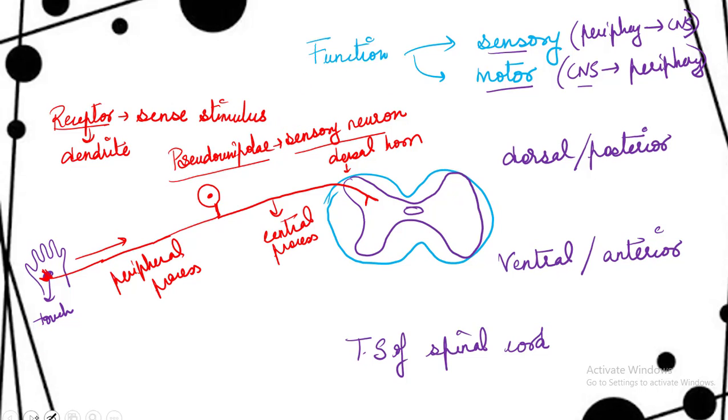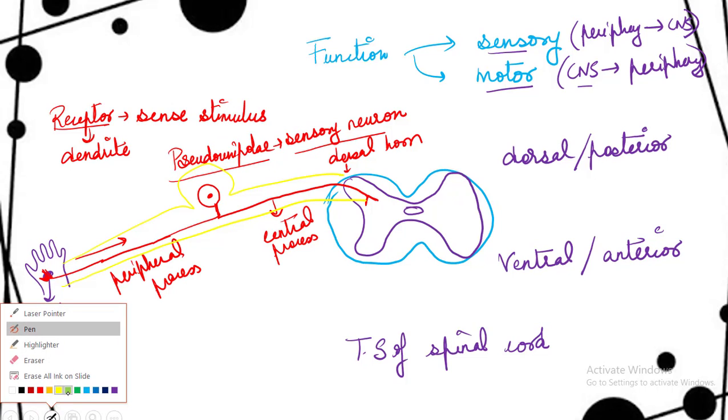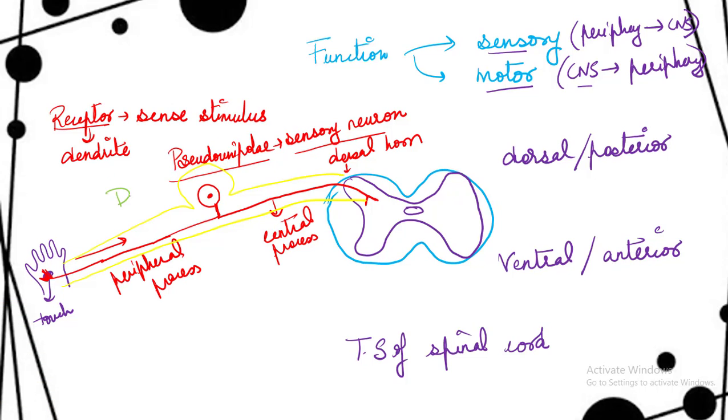Where is the cell body present? The cell body is present in the dorsal root ganglion. All the cell bodies of the sensory neurons are present in the dorsal root ganglion, called the DRG, dorsal root ganglion.